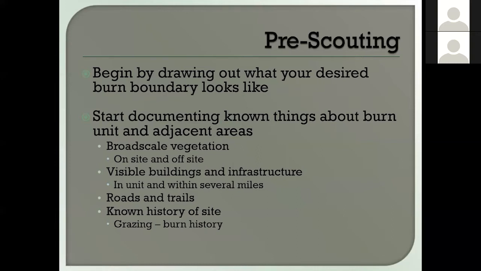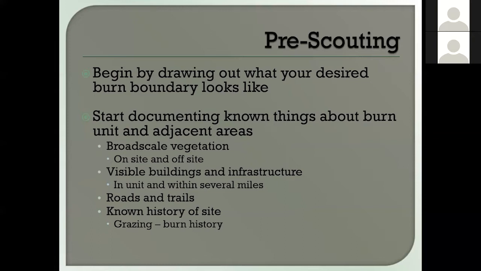First thing I do is begin by drawing out what your desired burn boundary looks like. And that could be very simple. Just draw a line around, okay, here's what I want to burn. And then you'll start documenting things about that burn unit and the adjacent areas. So what's the vegetation look like on site, off site, right? Does the pasture to the north or east graze down really hard, or was it deferred the year prior? Mark down any visible buildings or infrastructure that you can see.